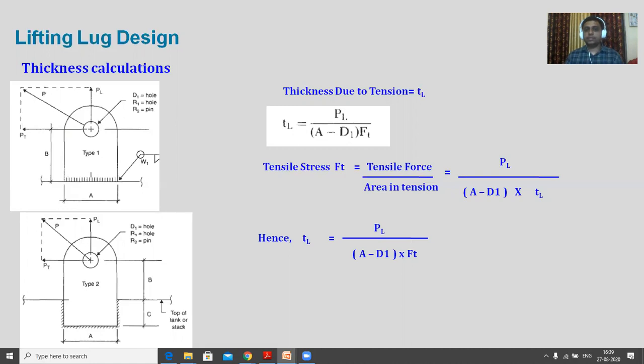It will be similar to that of bending. So this is how we are going to calculate the various stresses which will be applied in case of the lifting lug.